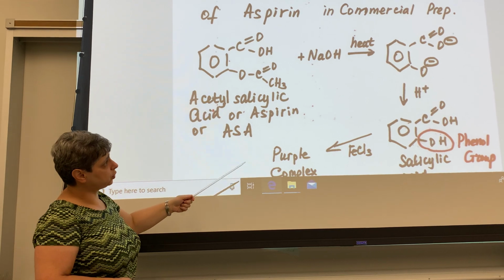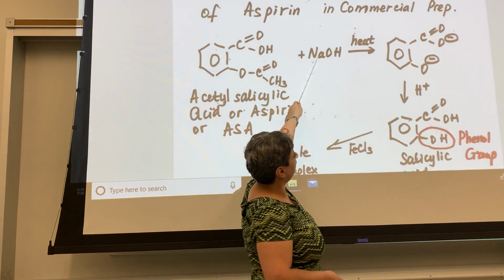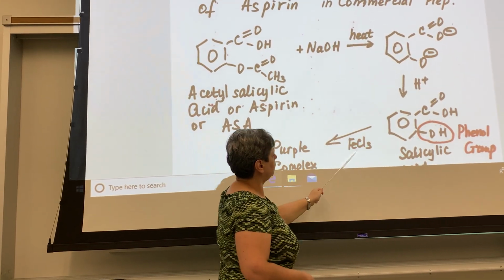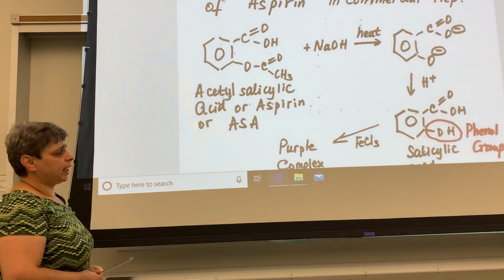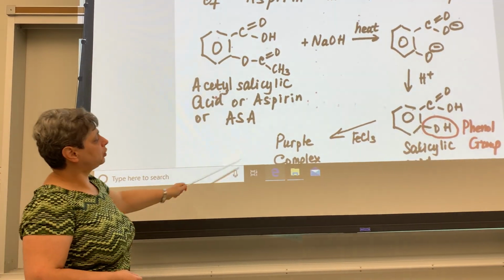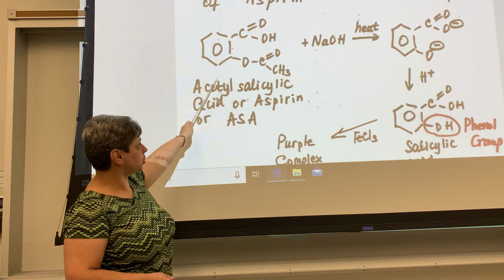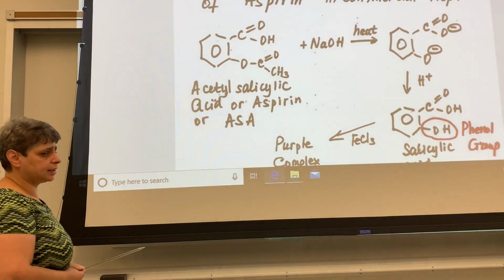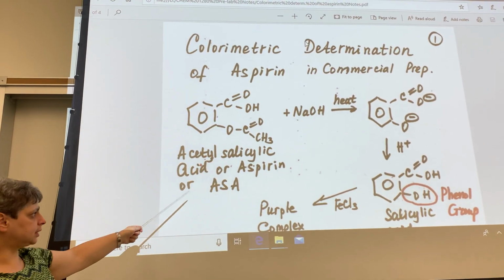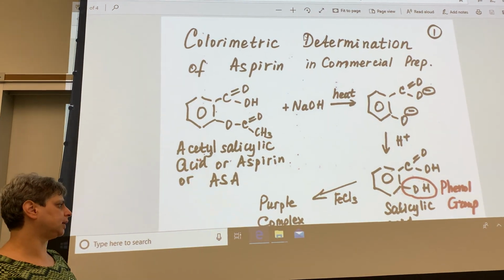I'd like to point out that all reactants here, including NaOH, H plus, and FeCl3, are all added in excess so that the amount of purple complex will be proportional to the amount of ASA we started with, because ASA basically acts as a limiting reactant.